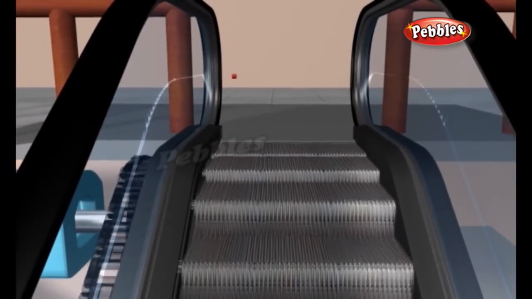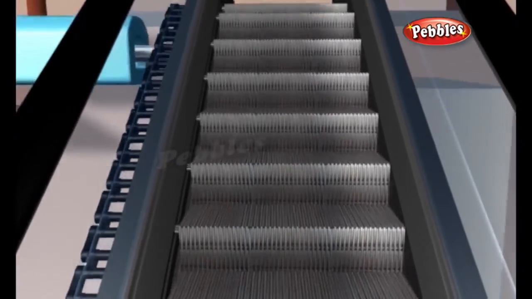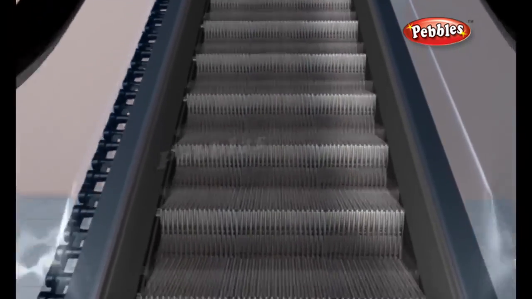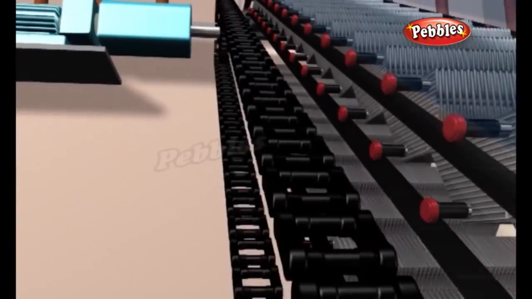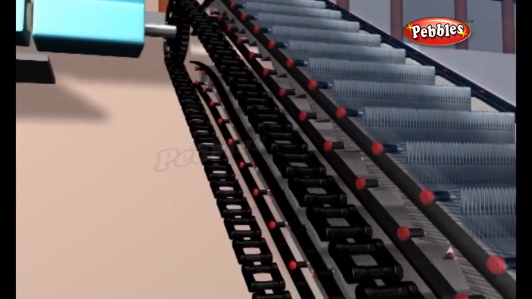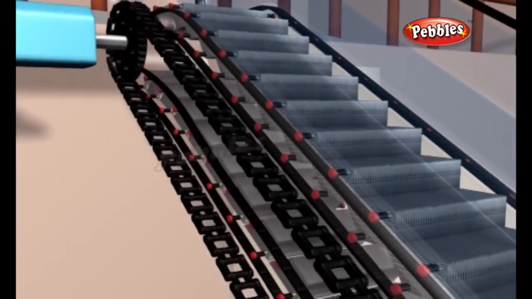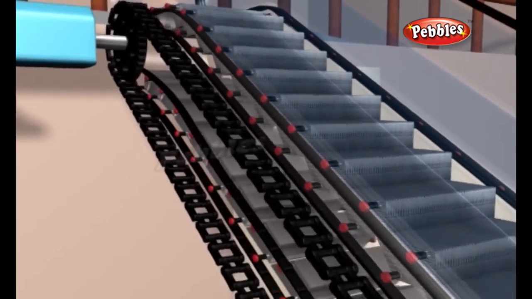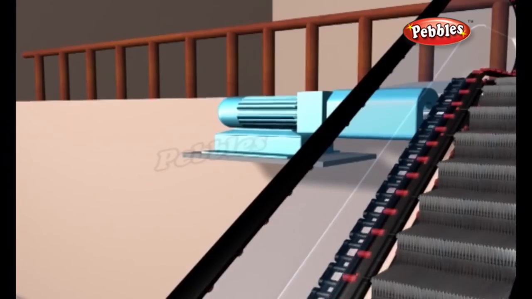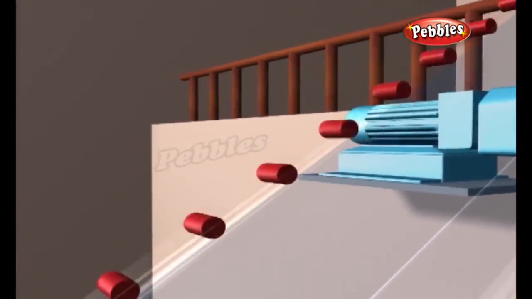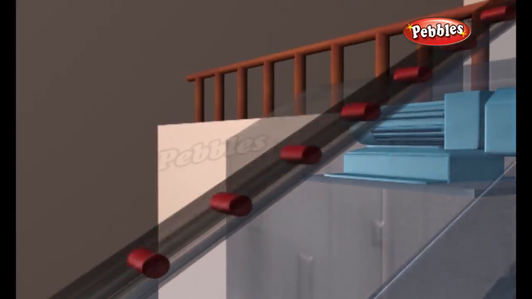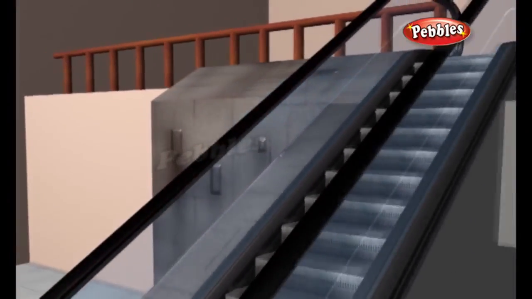Each step has a series of grooves in it, so it will fit together with the steps behind it and in front of it during this flattening. In addition to rotating the main chain loops, the electric motor in an escalator also moves the handrails. A handrail is simply a rubber conveyor belt that is looped around a series of wheels. This belt is precisely configured so that it moves at exactly the same speed as the steps to give riders some stability.